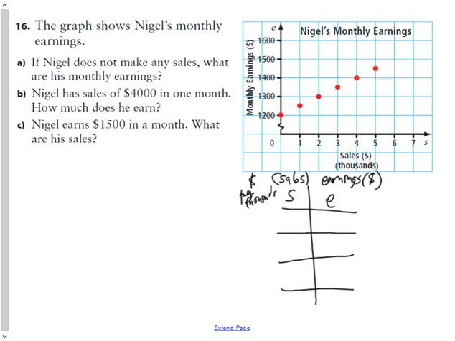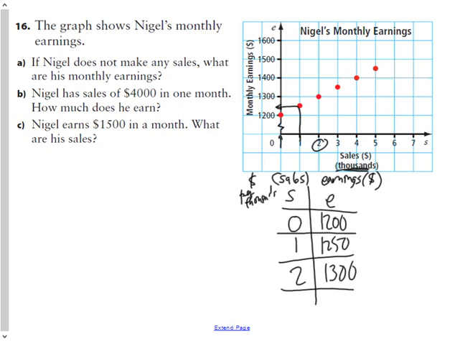So if he has 0 sales, right there, 0 sales, how much money does he earn? Well, he will earn $1,200 just for showing up for work, even though he sold nothing. If he makes $1,000 in sales, he will earn, according to this, in between $1,200 and $1,300, so $1,250. I'll just do one more. If he sells $2,000, that's thousands, he will make $1,300. Okay?